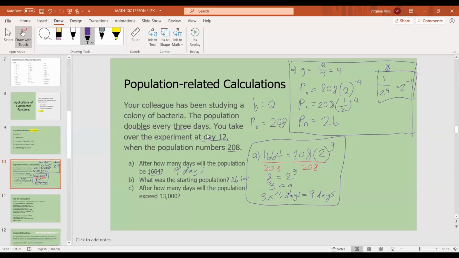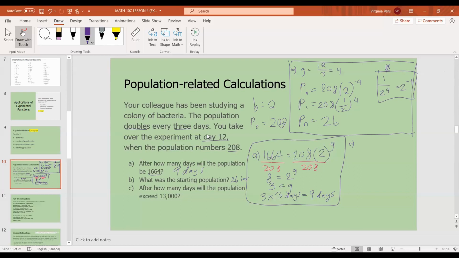Finally, we're at part C. How many days will the population exceed 13,000? All right. So there are a few ways to do this. We can do it with an equation, or we can draw a table. Well, drawing a table will be quite long, but let's try it to explore different methods of solving.